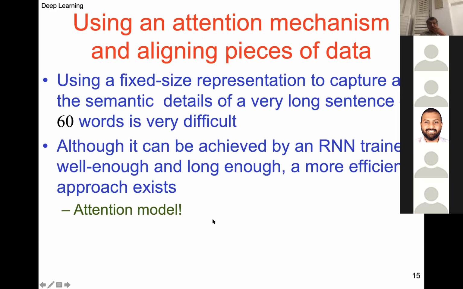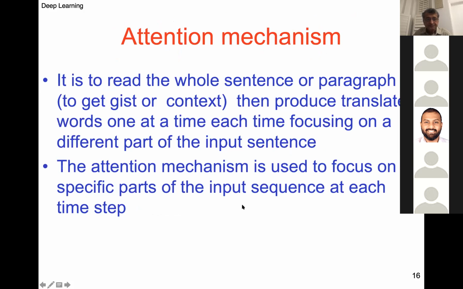So we're saying that the simple, straightforward idea of feeding a long sentence and being able to capture everything in one vector and then presenting it is not such an easy task. An attention model is something that captures what it should remember. An attention model reads the whole sentence or paragraph to get the gist or context, then produces translated words one at a time, each time focusing on a different part of the input sentence.